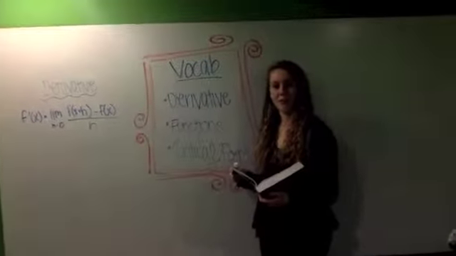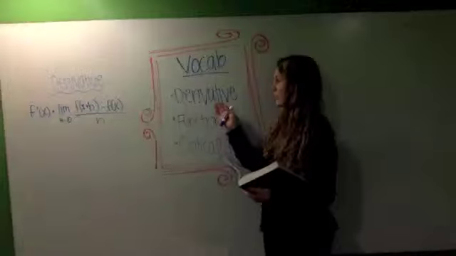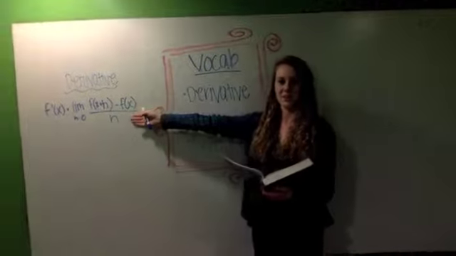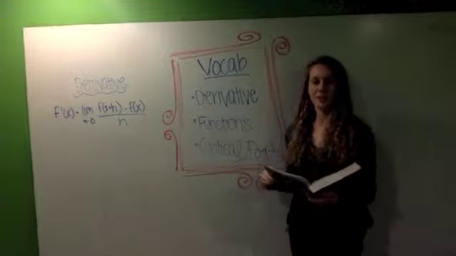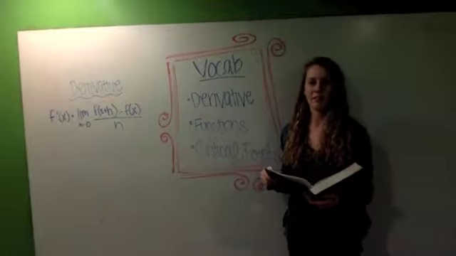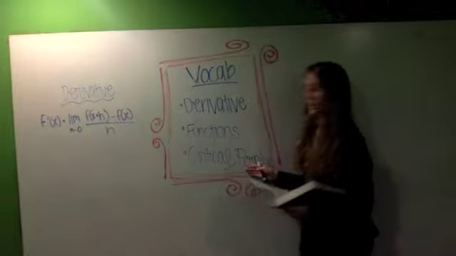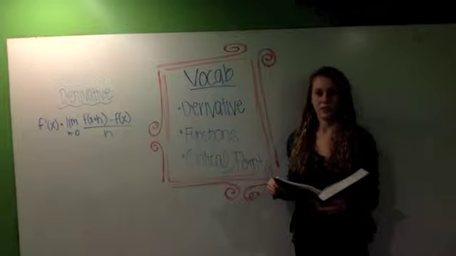Some important vocab you may need to know for this lesson is derivative, which is defined as this equation; function, which is where one element of the domain matches up with exactly one element of the range; and critical point, a point at which the graph changes direction.